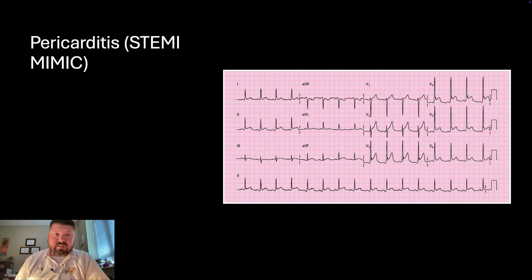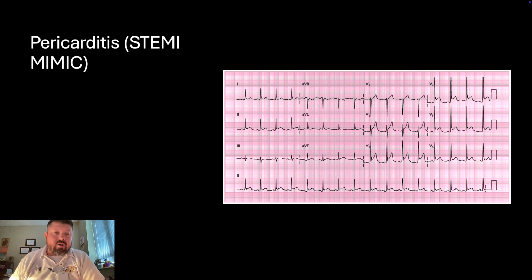Pericarditis. So a STEMI mimic, one of the big things about pericarditis is you need to get a history. Did they have a history of shortness of breath, recent infection or fever? Do they have positional chest pain? So it may feel different than just your cardiac chest pain that's associated with angina. You've got diffuse ST segment elevation, concave and depressed PR segment, except in AVR, and reciprocal ST depression is never seen.